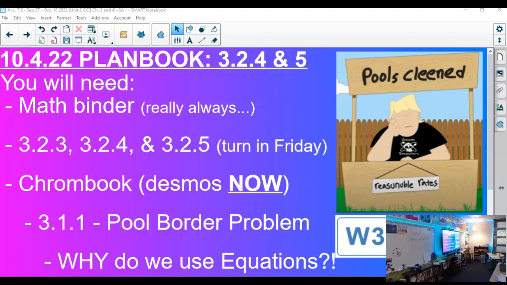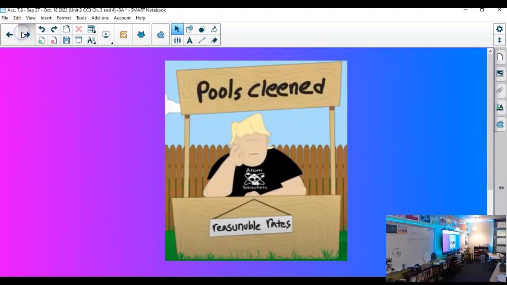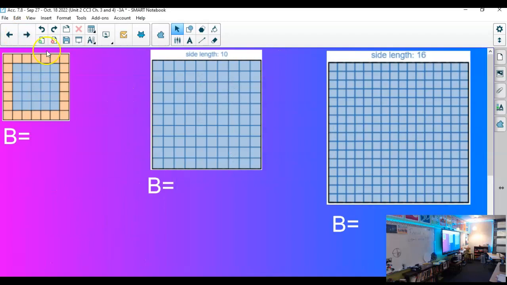Interesting. Okay. Well, we'll go back to that problem here in a little bit. So on your pool border problem, you are trying to figure out how many border tiles we would need for a 5x5 pool, 10x10 pool, 13x13, a 16x16. All of these different pools, because everybody has to keep making bigger pools. What do you think, Katie?